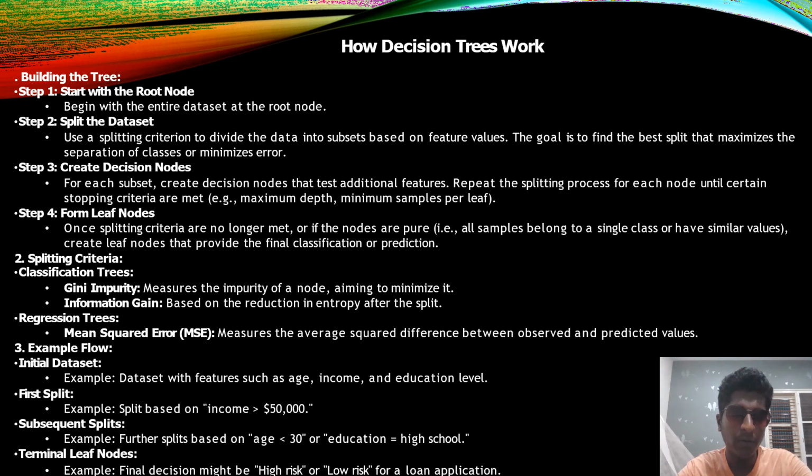Third one, example flow. Initial dataset. Example, dataset with features such as age, income, and educational level. First split. Example, split based on income greater than 50,000. Subsequent splits. Example, further splits based on age less than 30 or education equals high school. Terminal nodes. Example, final decision might be high risk or low risk for a loan application.